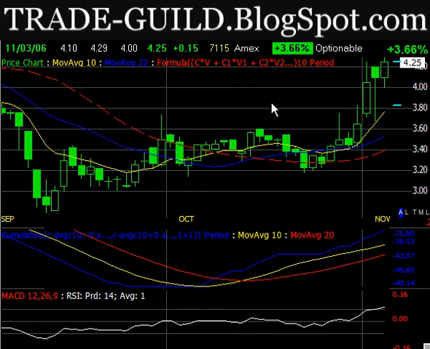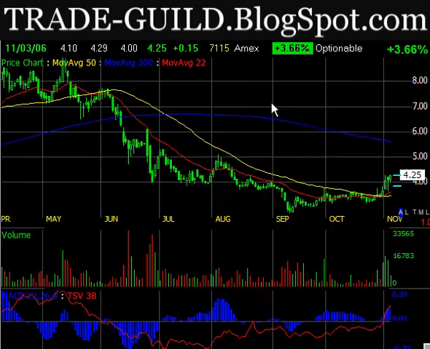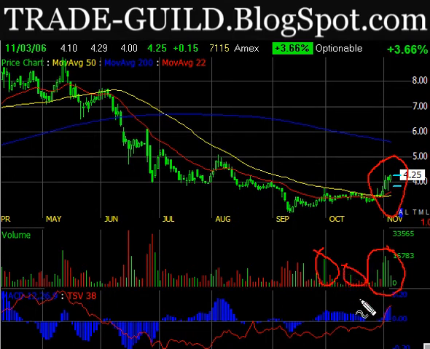TradeGuild.blogspot.com with BMD. We'll take a little closer look at it because I was kind of rushed there. But anyway, we have that 22-day moving average in red, the 50-day moving average in yellow, and we say volume precedes price. And we've got a nice move with volume in here. But you see these green volume days back here. That's what we're kind of talking about when we say volume precedes price.